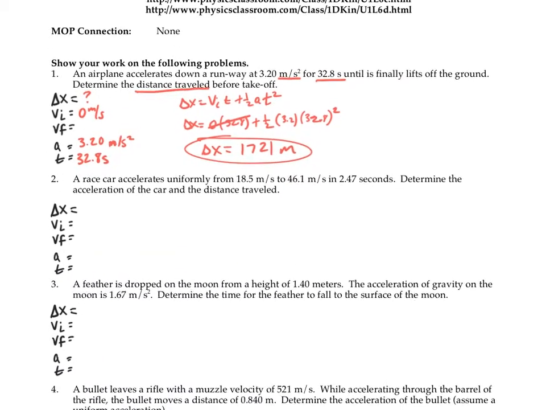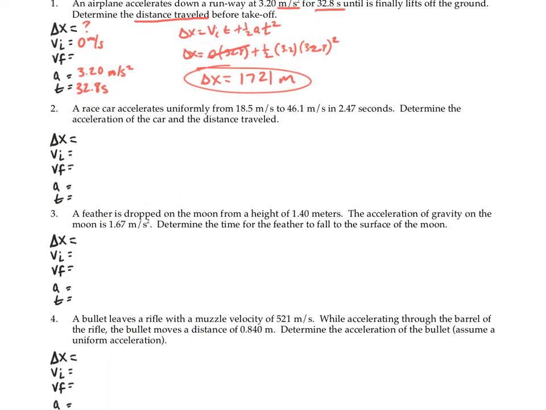All right, number 2. A race car accelerates uniformly from 18.5 meters per second to 46.1 meters per second. I see meters per second on these. Those are velocities. It says going from 18.5 to 46.1. So the 18.5 is my initial. 46.1 is my final. It took 2.47 seconds for that to happen. That is a time. Determine the acceleration of the car and the distance traveled. Well, I'm looking for both of these now. Since it says determine the acceleration, let's do that first.